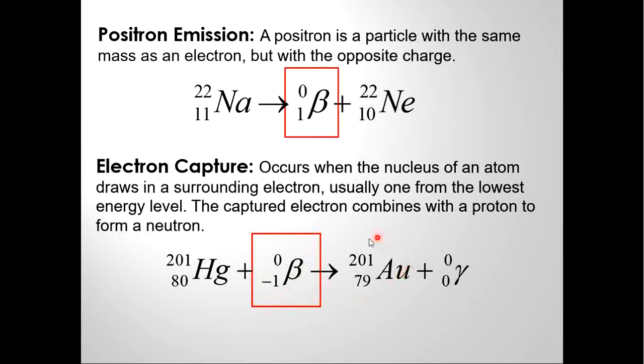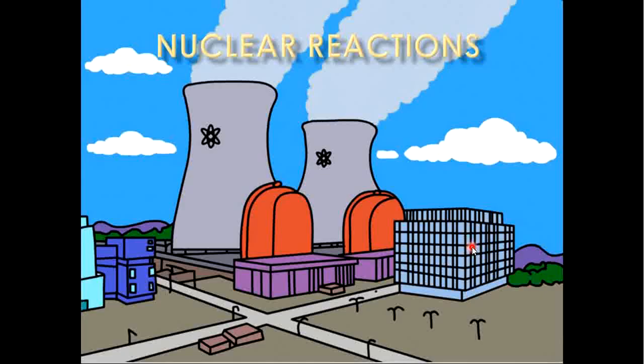And notice again that the element changes, it still changes. Here's gold. And it's also followed by gamma. Now, it's not always followed by gamma. You will know when it's gamma emission because I will indicate it in the problem. So let's go through balancing nuclear reactions.